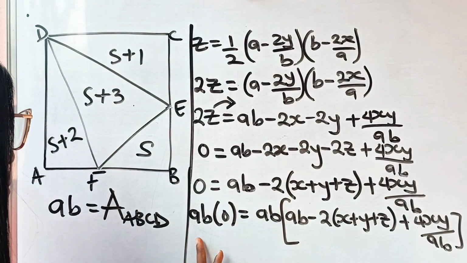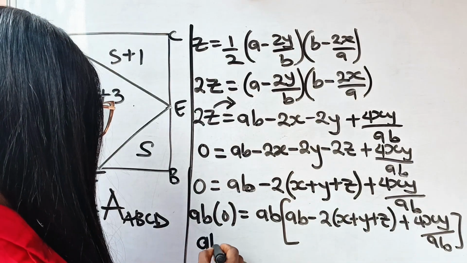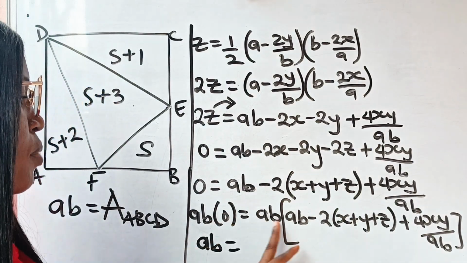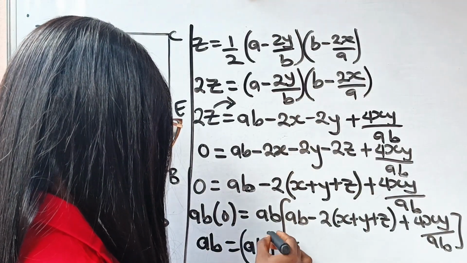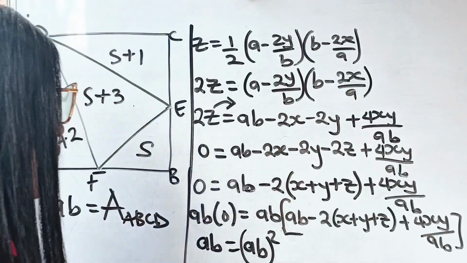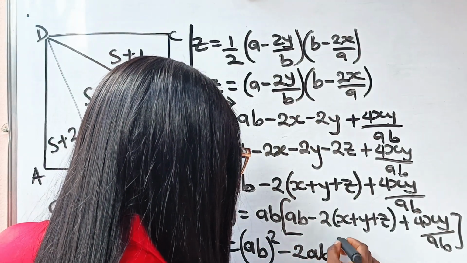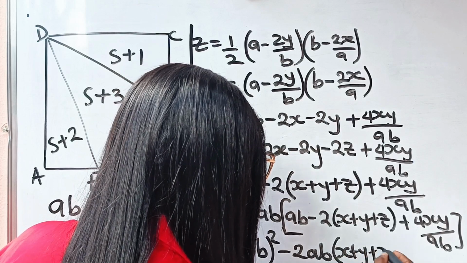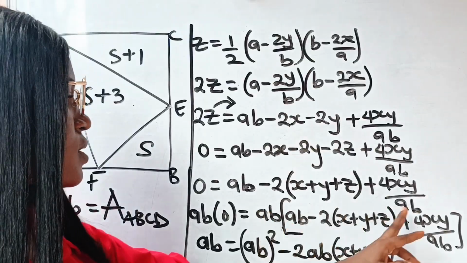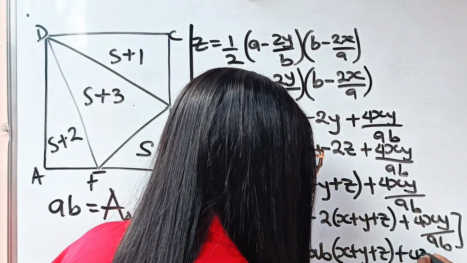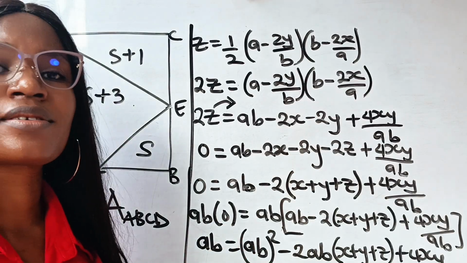Now we are going to multiply through by ab. So ab times 0 is 0, is equal to ab times ab is ab squared. So we have ab squared. Okay, now ab times this will give us minus 2ab bracket x plus y plus z. All right, then ab times this will remove this, and we are left with plus 4xy.